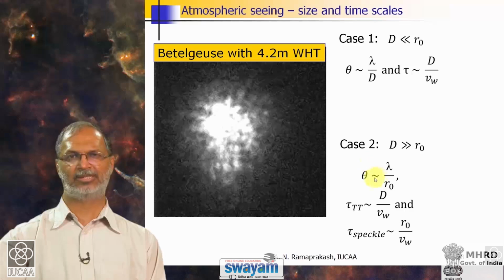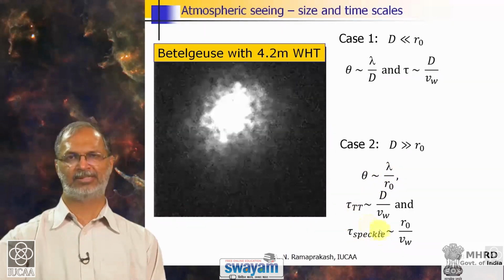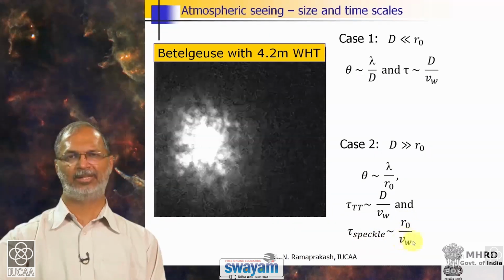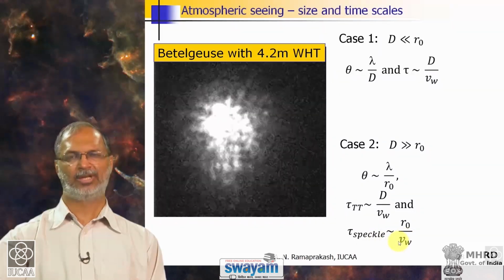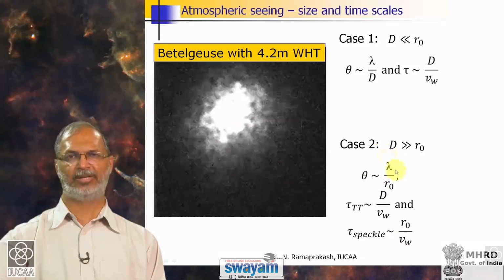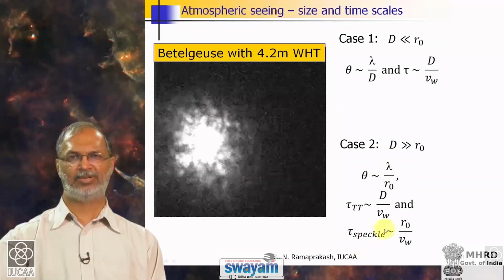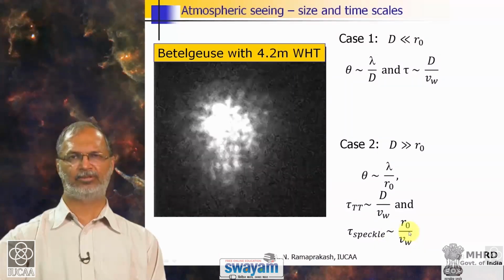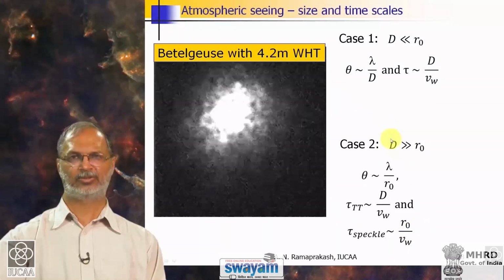Here the angular size scales are given by lambda by r 0, and typical time scales, the fastest rate at which the objects change, are given by r 0 divided by the velocity at which these eddies move across the line of sight. So, which means that the atmosphere is now dominating in defining what is the image size scale as well as what is the time scale over which those images are changing rapidly because of the atmospheric turbulence, and it is not defined by the telescope diameter.